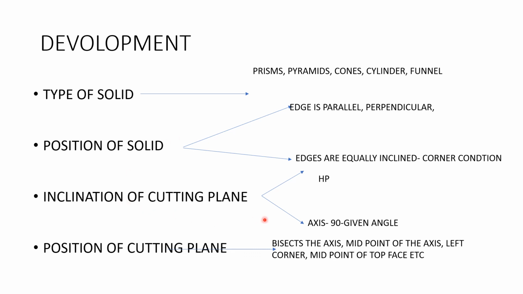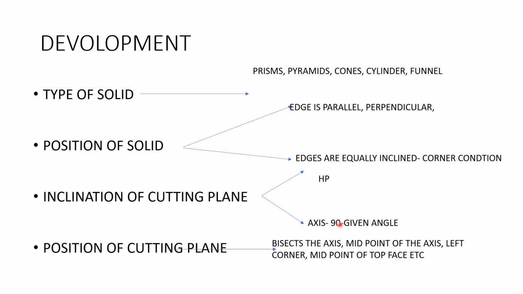Next one is the inclination of the cutting plane, where the cutting plane is inclined. There will be two options in that one. Either it is inclined to the HP, or it is inclined to the axis. Even if it is inclined to the axis, we will take that as 90 minus the given angle.